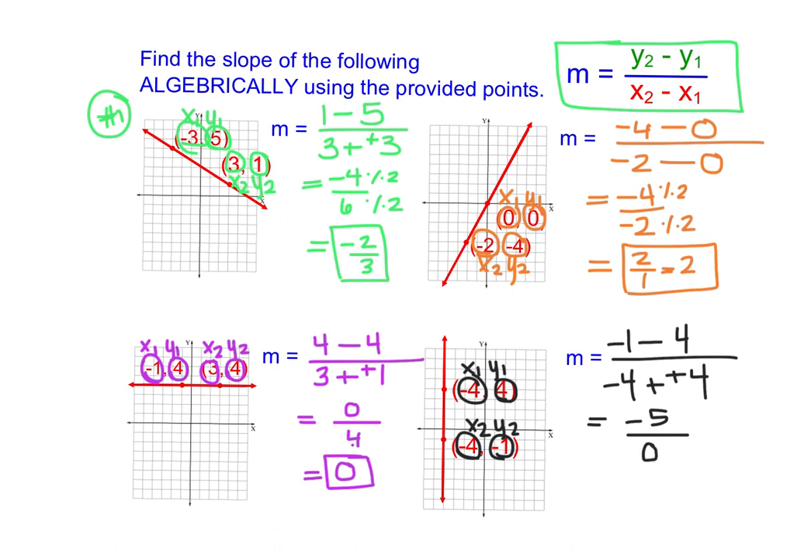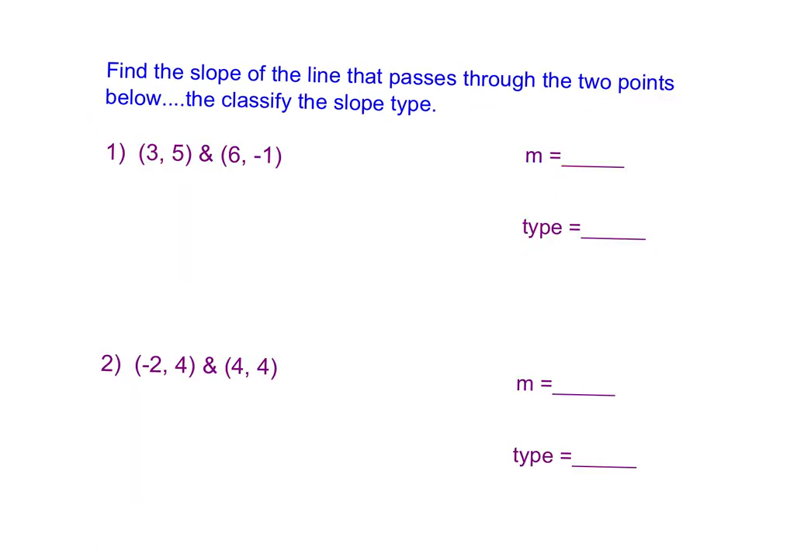And what I should know at this point is that we can't have 0 in the denominator. 0 in the numerator is okay. That's going to result in 0. But 0 in the denominator, if you do negative 5 divided by 0 on your calculator, you're actually going to get an error.